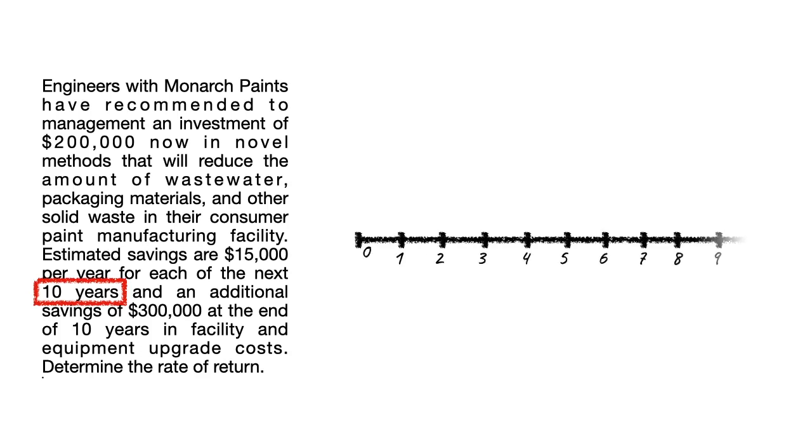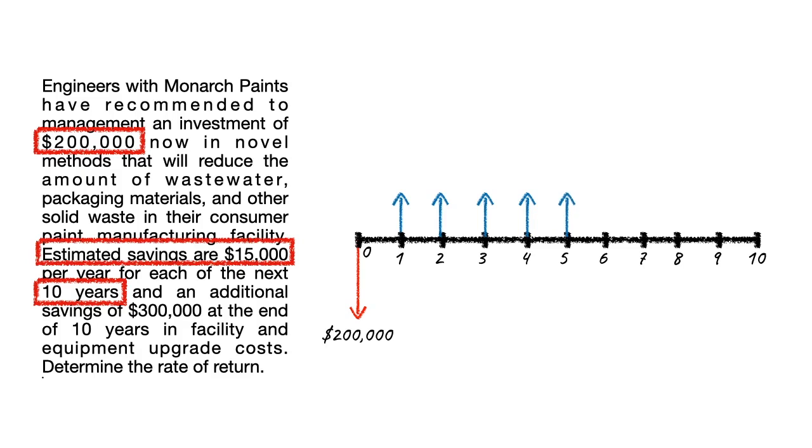The first step, as always, is to draw the cash flow diagram. Very important. We know our timeline is for 10 years, so the recommended initial investment is $200,000. As we are investing money, money goes out, that is why the arrow is pointed downwards. They expect that with this investment, they can save up to $15,000 every year for the next 10 years. So that's our annual series from year 1 to year 10. It is also stated that there are additional savings of $300,000 at the end of 10 years.